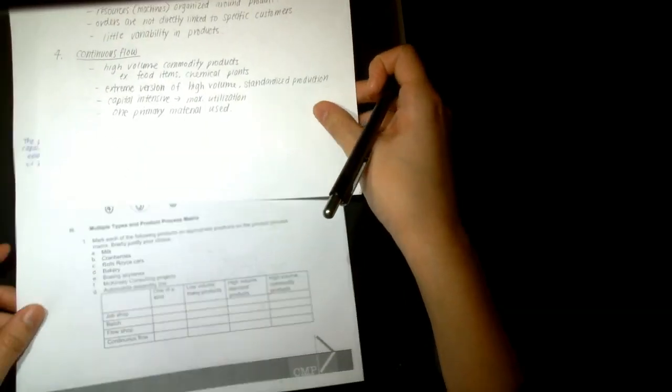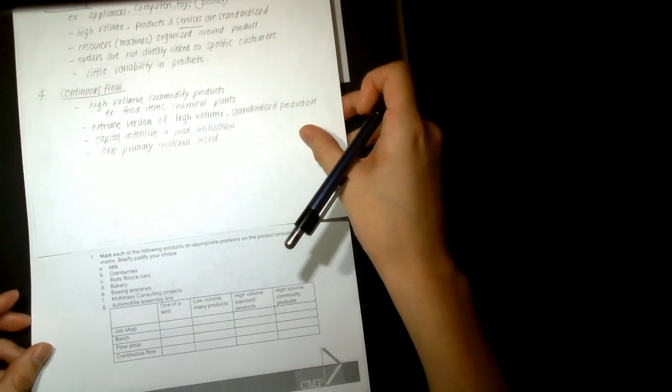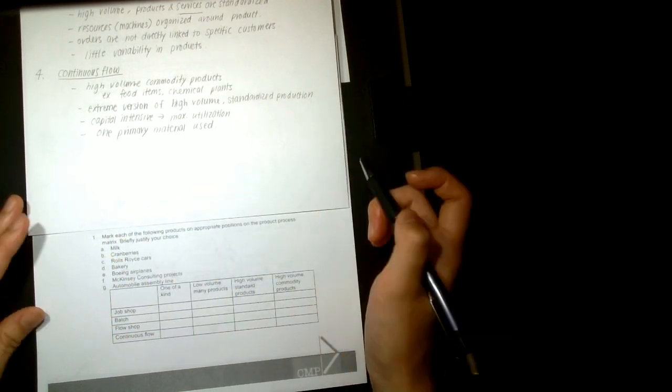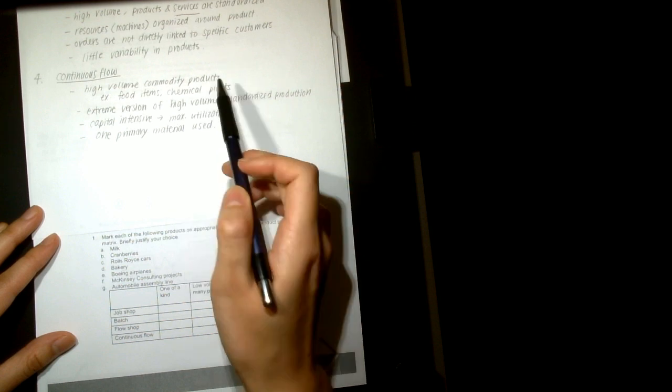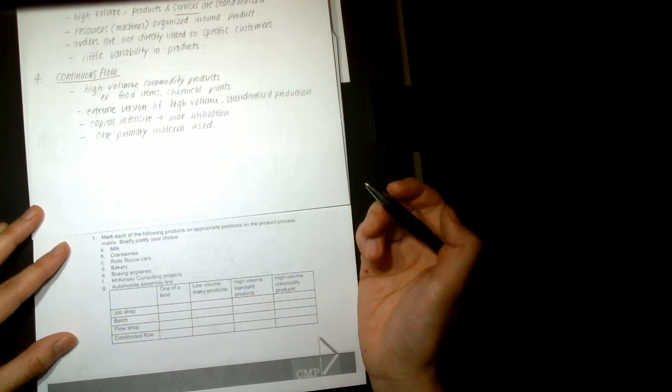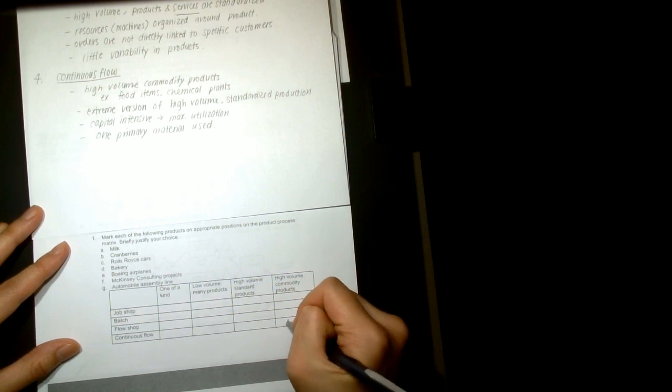Okay, so in this case, first of all, we have milk, and milk and cranberries are both food items. Like I said before, food items would go under continuous flow. So we know that it is in this area, and they are commodity products. Products we use every day, produced in large amounts, and there's not a lot of difference in them. So A and B would go under here.